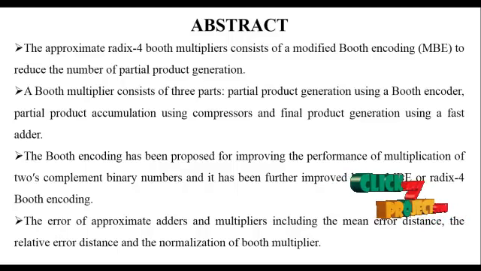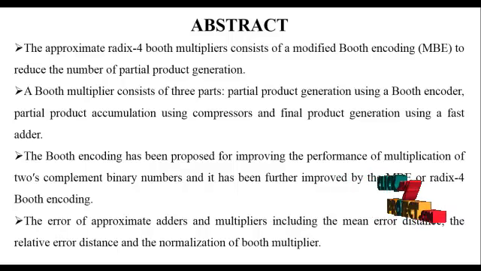Booth encoding was proposed for improving the performance of multiplication of two's complement binary numbers. It has the improved MBE, modified Booth encoding, or the radix-4 Booth encoding. Finally, they calculate the error of the approximate adder and multiplier, including the mean error distance and the relative error distance, and the normalized Booth multiplier.